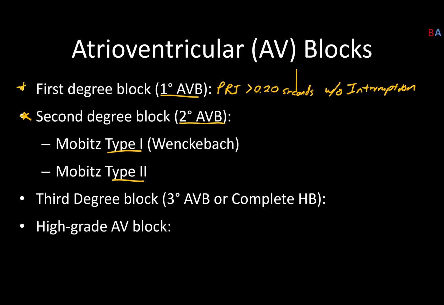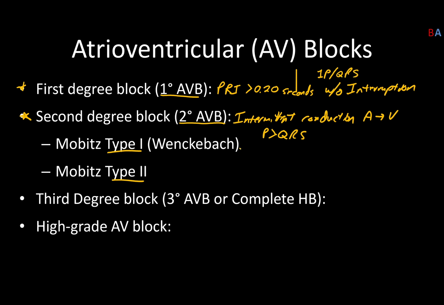The overall defining characteristic of second degree AV block is intermittent conduction of the atria to the ventricles. And so what that means is you're going to have more P's than QRS's. Whereas with the first degree block, you're going to have 1 P per QRS.